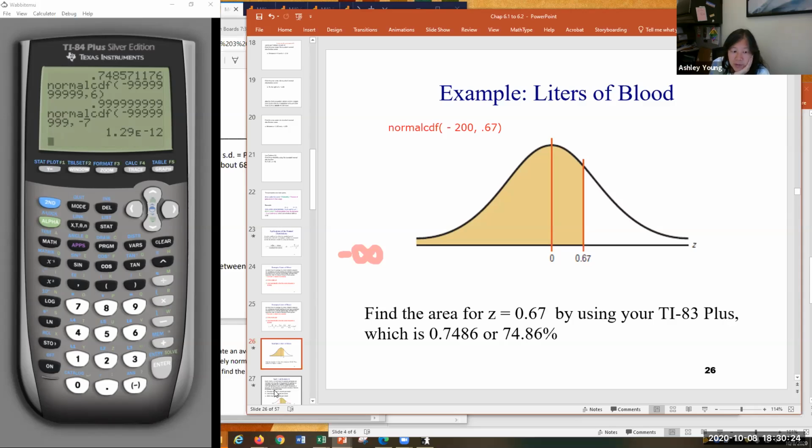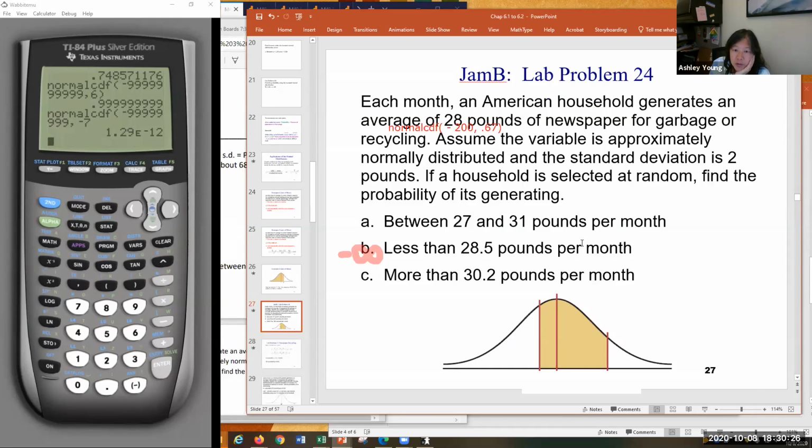Let's go ahead and have you guys do an example. So you guys are going to do lab problem 24, A, B, and C. Here are some hints. Listen up to the hints. Focus, guys. Hints are 27 and 31. Those are your X values. You need to find the Z-score for 27, and you need to find the Z-score for 31.